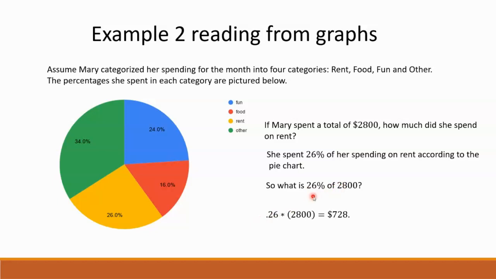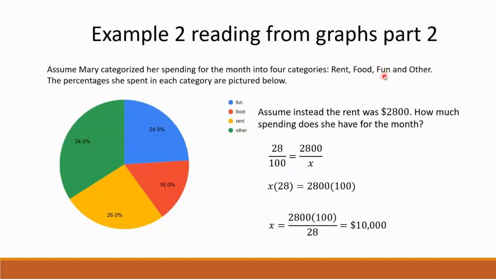Just like before, you take the percent, you convert it to a decimal, and multiply. We've seen that before. And when you do that, you get about $728. So that's her rent. Okay, low on time. Let me just do one more with the same example.